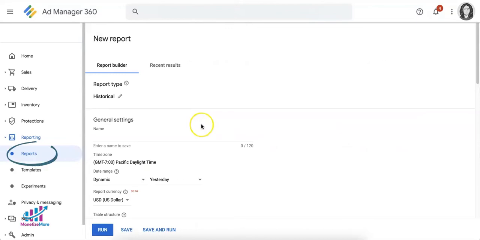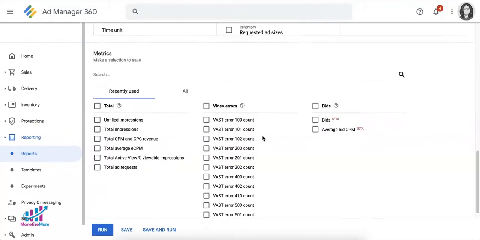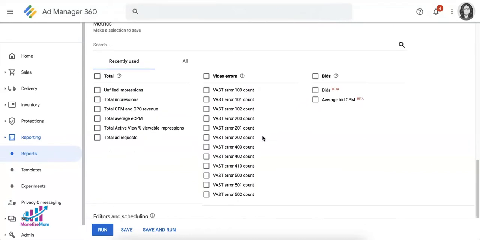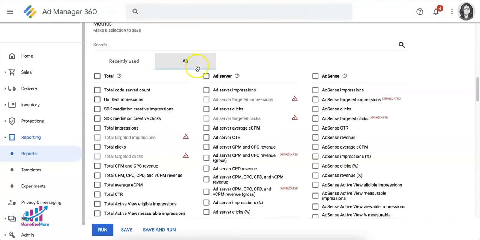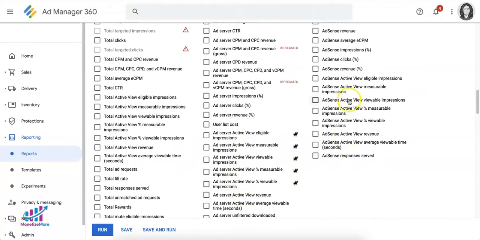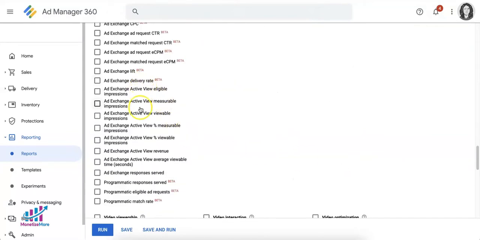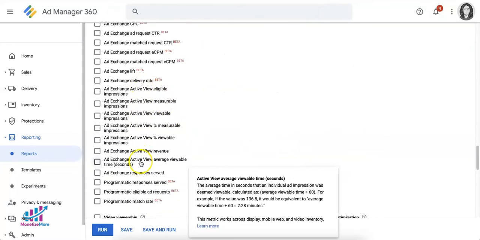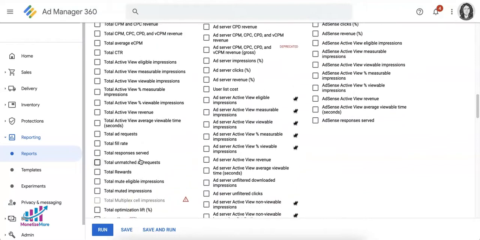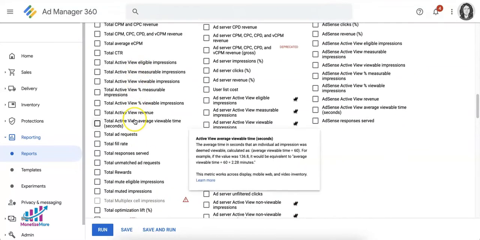You log into your GAM account, go to reporting, reports, historical. You can see the metrics section where there will be ActiveView for the ad server, ActiveView for AdSense only if you have AdSense demand, and you also have ActiveView measurements for ad exchange. And of course, you have ActiveView measurement on all your demands.